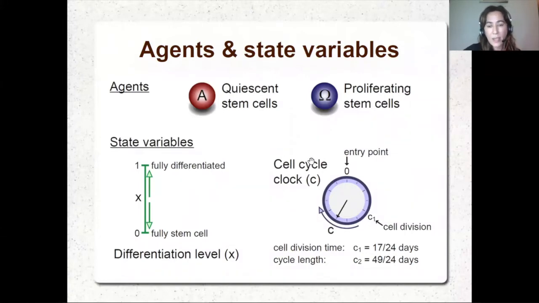The proliferating stem cells also have a cell clock, which represents the natural cell cycle for the proliferating cells. When their cell clock reaches C1, they divide, and from C1 back to 0 they're in a G1 phase. The quiescent cells and proliferating cells can transition between each other, but when A cells want to transition to proliferating, they need to enter from entry point 0, and the proliferating cells that want to return back need to wait until they're in the G1 phase. Okay, I think that's it for that slide.